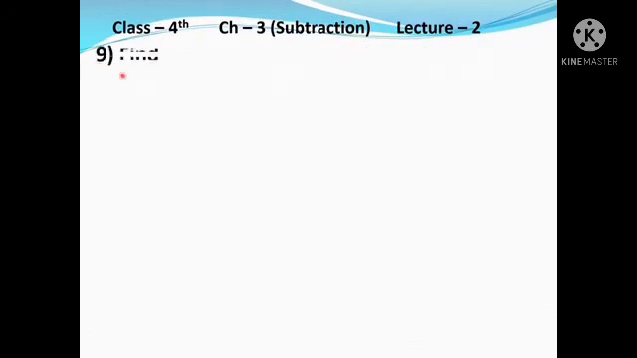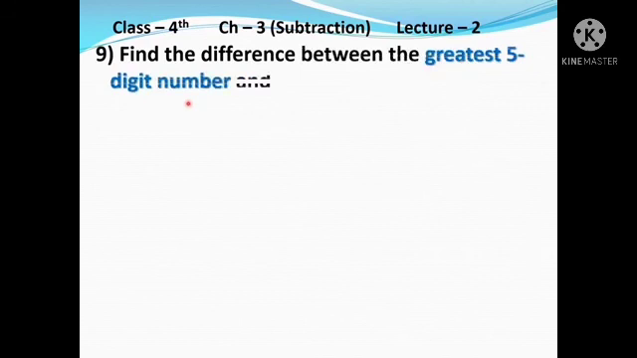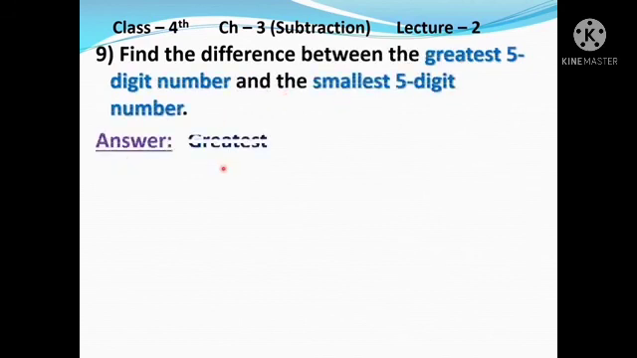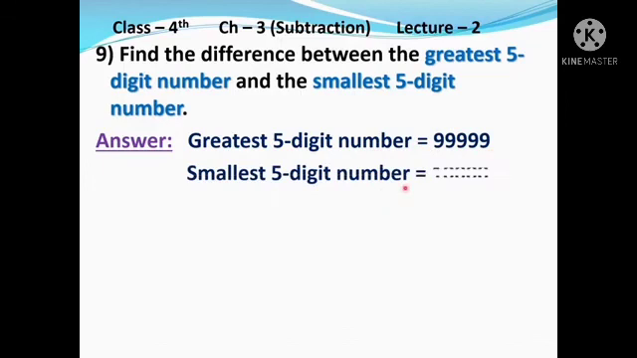Now, question 9. Find the difference between the greatest 5-digit number and the smallest 5-digit number. Answer: greatest 5-digit number equal to 99,999 and smallest 5-digit number equal to 10,000. Now, we have to find the difference between these two. Clear? Write down 99,999 minus 10,000. Okay? Now subtract this.